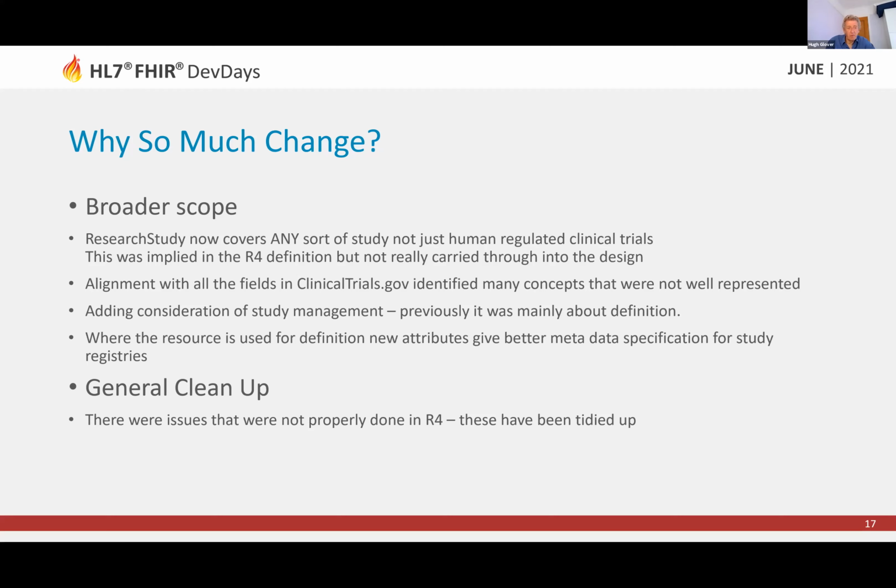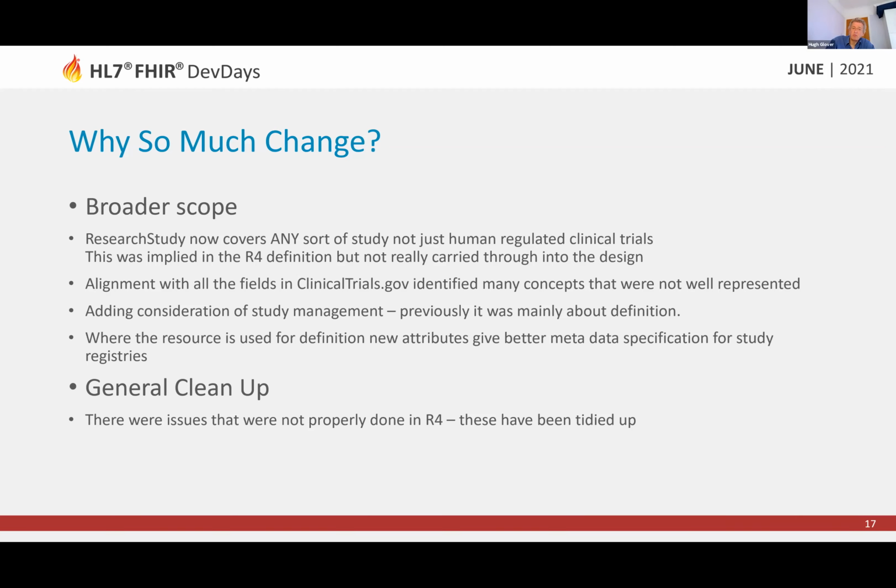So we've gone back through the definition of both research subject and research study, and tried to ask the question, is this so focused on the human trials that it rules out that wider set of things? And of course, that's meant some changes in the structure, and moving one or two things into extensions, because they're not really something that is valid across all possible trials.